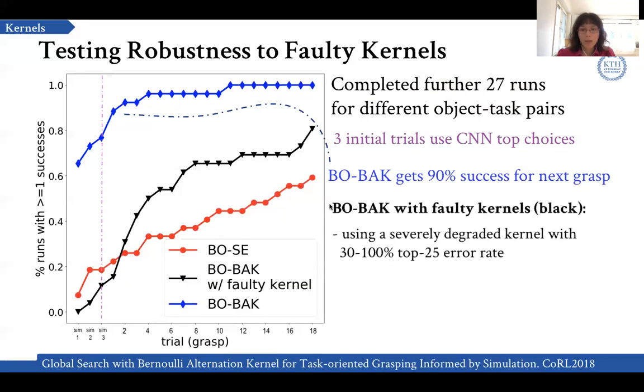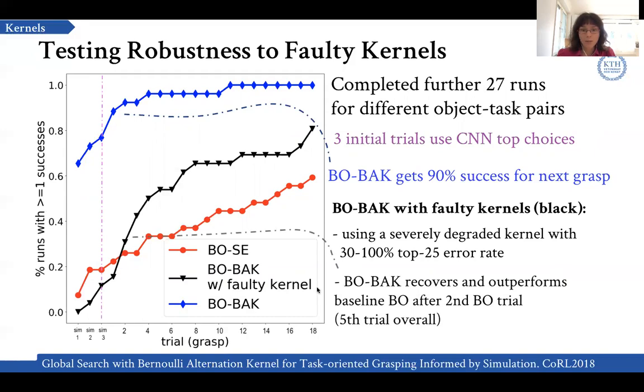a bit. But now we will actually, on purpose, degrade this kernel even further, such that it has, depending on the object, from 30 to 100% top-25 error rate, meaning basically that most of the information embedded in the kernel is useless. And this is the black line, when we're using BO-BAK with this degraded kernel.